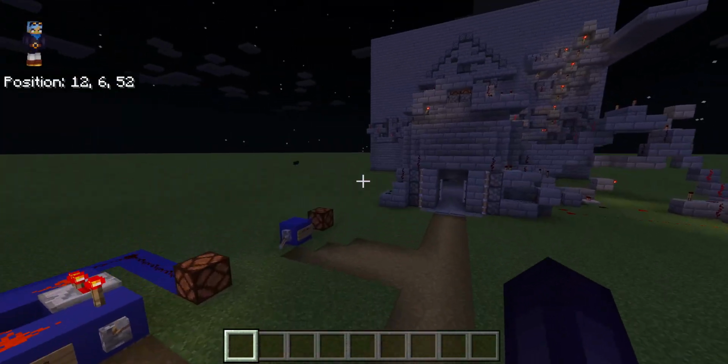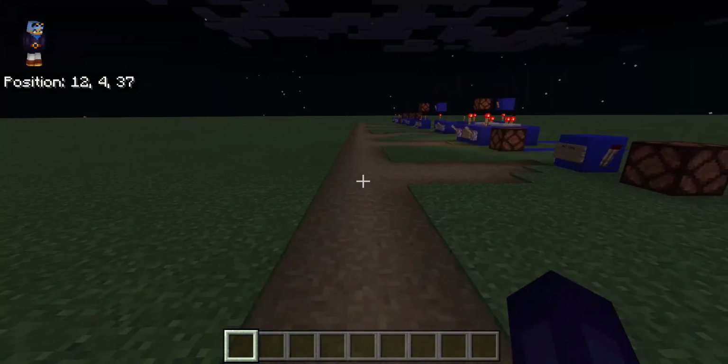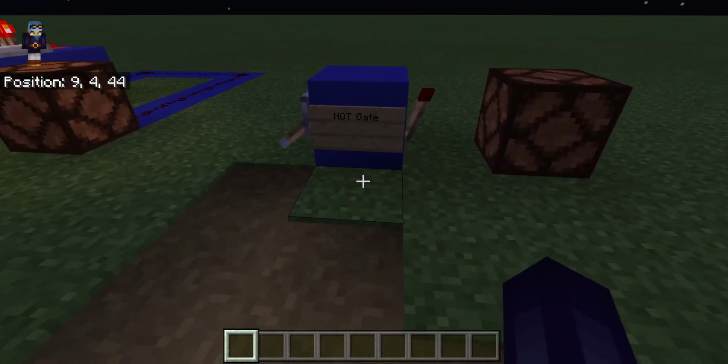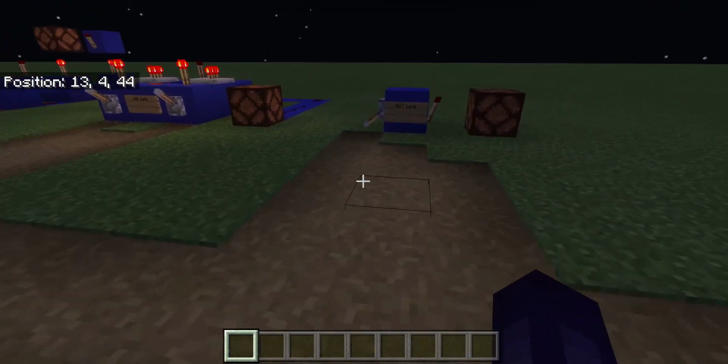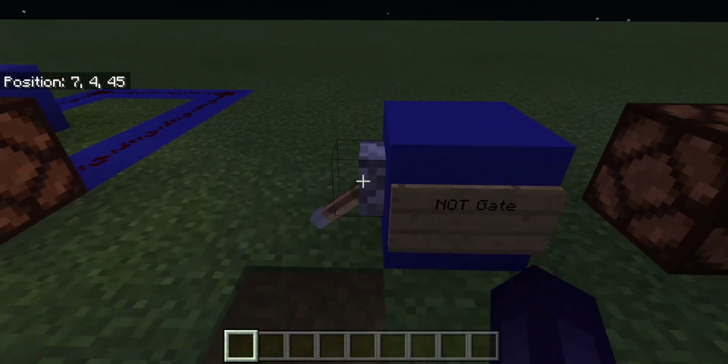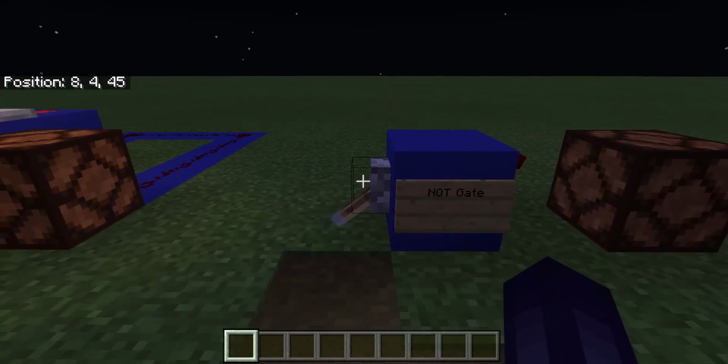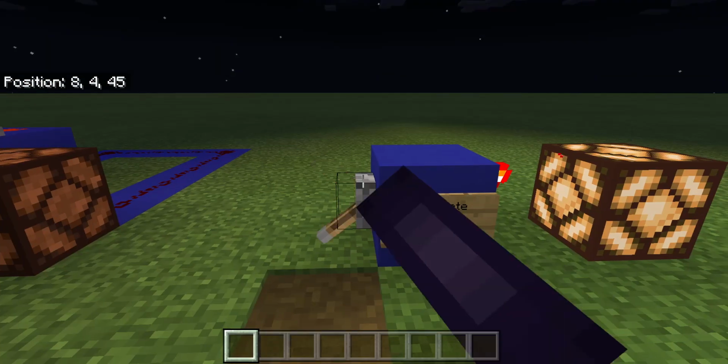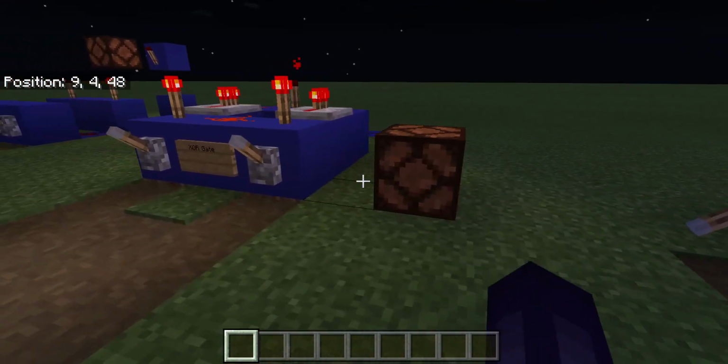So, we're going to be doing gates, as I said. So, yeah, let's start. The NOT gate. The output is on only when the input is off. When the input's on, the output will be off.